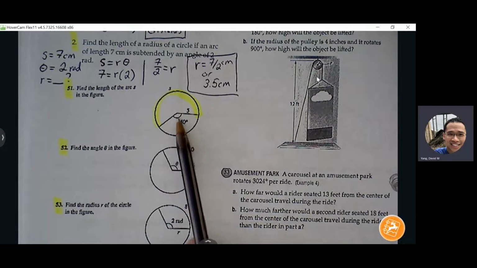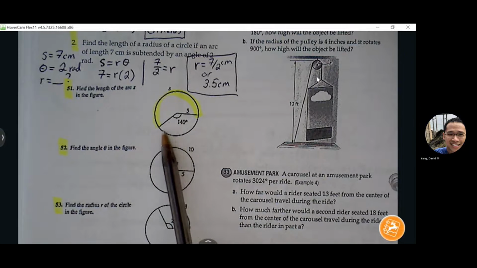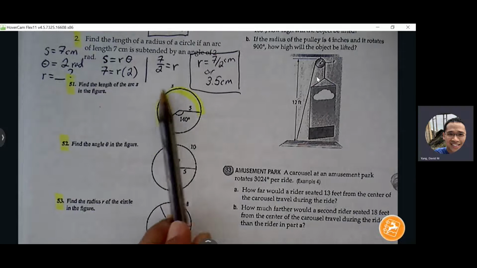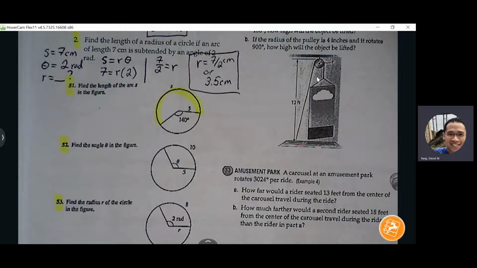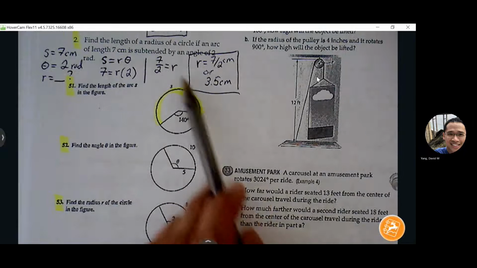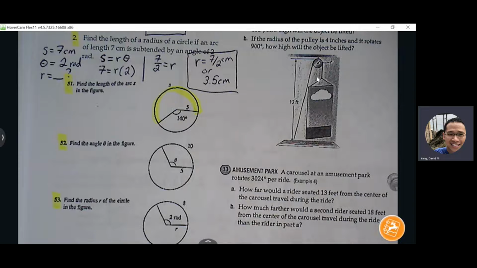So the 140 is referring to this arc length. This arc length here needs to be matched up with a different angle measure. So what do you think is the angle measure that's going to be more appropriate for this part of the circle? 360 minus 140.